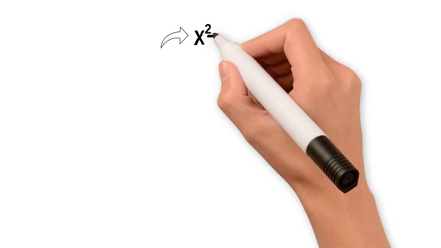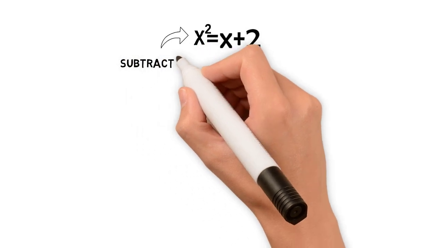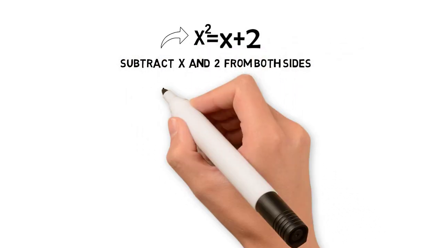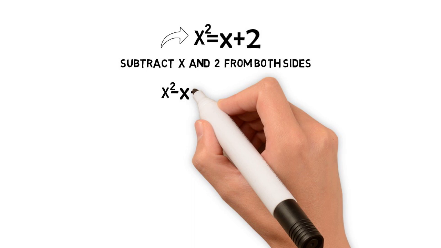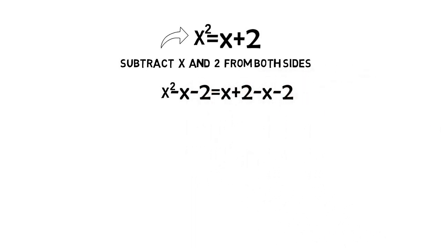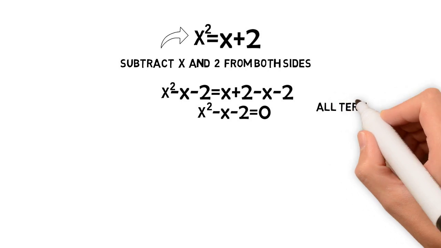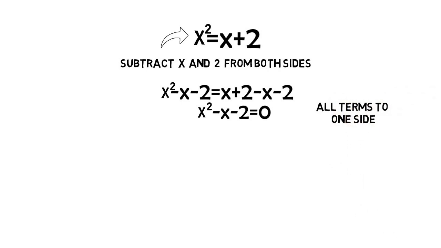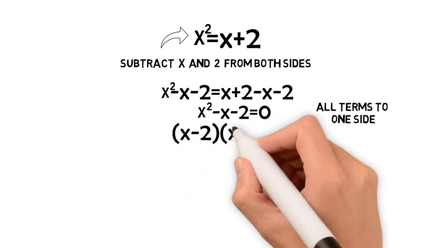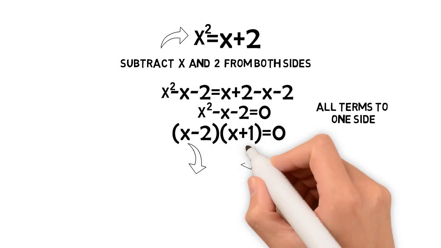Solve x squared equals x plus 2. We subtract x and 2 from both sides to get a 0 on the right side. So we get x squared minus x minus 2 equals x plus 2 minus x minus 2. In essence, we get x squared minus x minus 2 equals 0. The reason for doing that is we want to bring all terms to one side and a 0 to the other. Thus, when we factor, we get (x minus 2) times (x plus 1) equals 0.